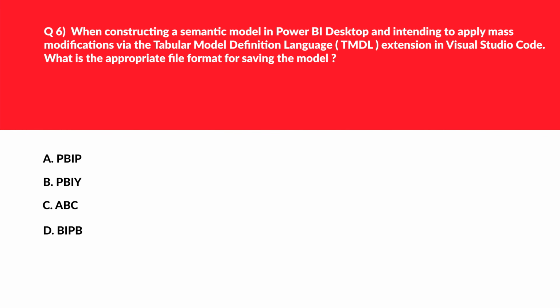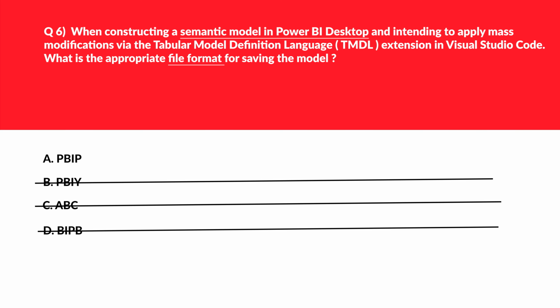Okay, this is a pretty straightforward question. Whether we are working on an existing Power BI Desktop file or opened a new project, we can save the project file with the PBIP extension. Hence we'll keep option A and reject the rest.